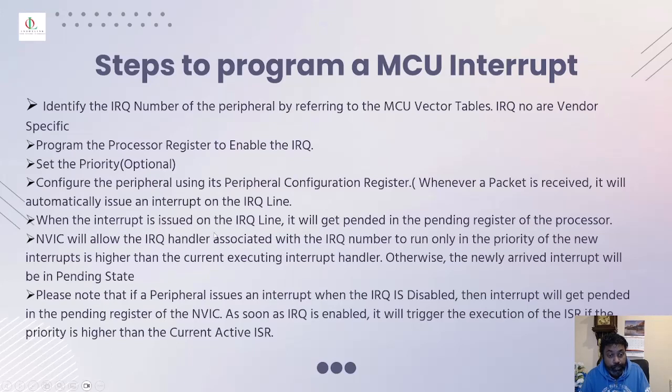When a packet is received, when the interrupt is issued on the IRQ level, it gets pended in the pending register of the processor. So this time the NVIC will allow the IRQ handler plus the IRQ number to run according to its priority, and that's how the interrupt works with the priority level, as you can see from these steps. Please note that if a peripheral issues an interrupt and the IRQ is disabled, then the interrupt will get pended into the pending register of the NVIC as soon as the IRQ is enabled.